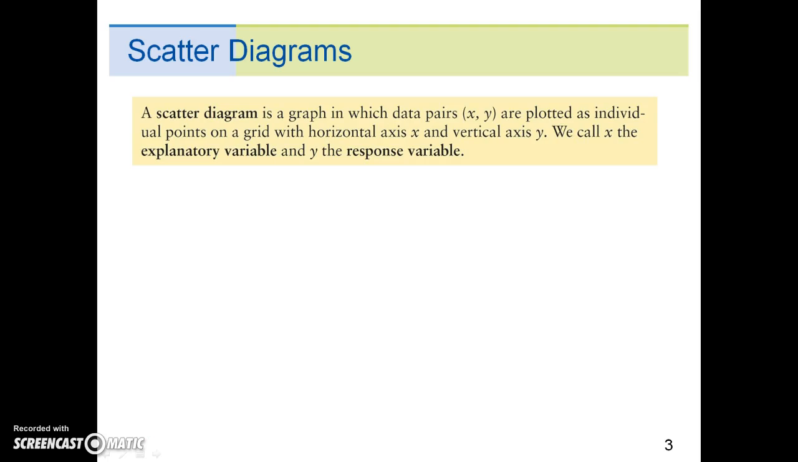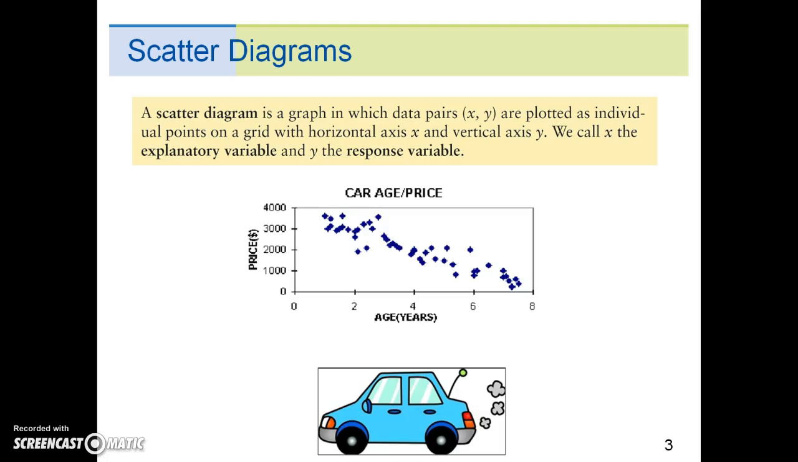A scatter diagram is a graph in which data pairs, labeled as XY, are plotted as individual points on a grid with horizontal axis X and vertical axis Y. We call the X the explanatory variable and Y the response variable. Studies of correlation and regression of two variables usually begin with a graph of paired data's values XY.